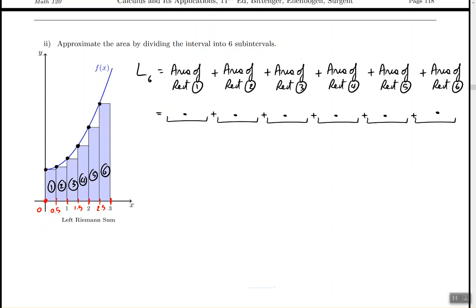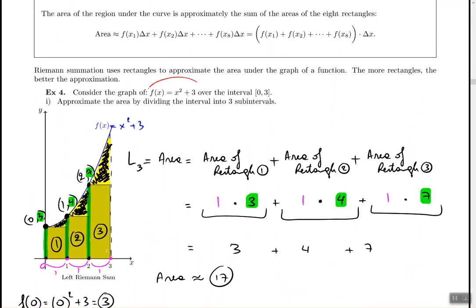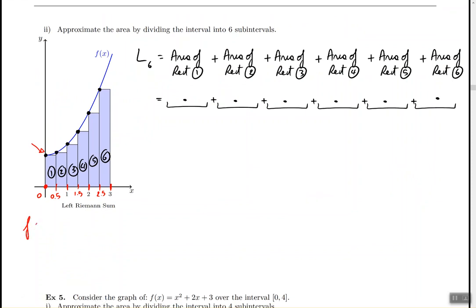So for the first point, remember the f of x in this problem is the same one from the previous part of the problem. It's the same f of x, which is x squared plus 3. So we're going to use it to find all these heights of the rectangles. For example, for this one, what's the height of the rectangle going to be? You just need to do f of 0. So 0 squared plus 3, which is simply 3.